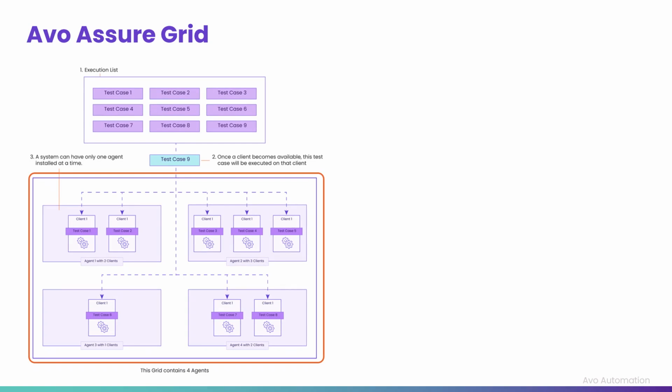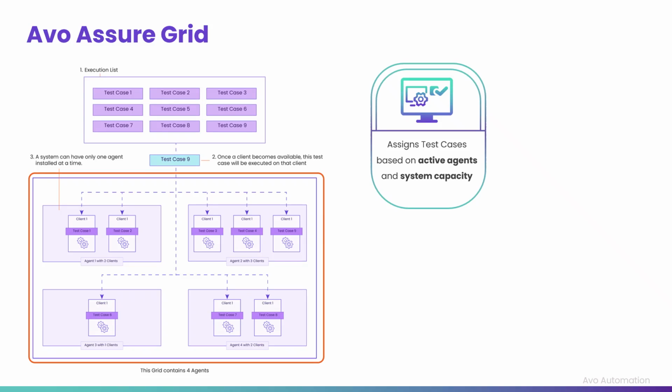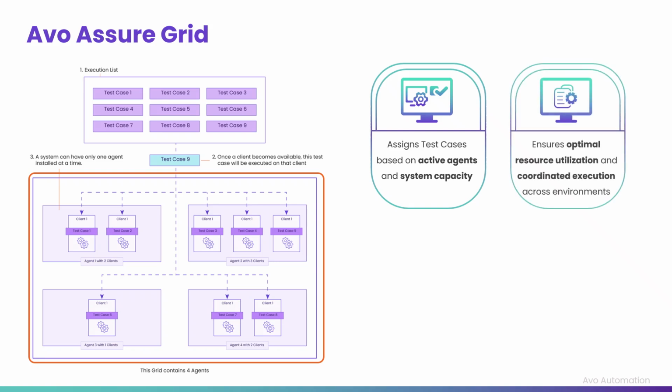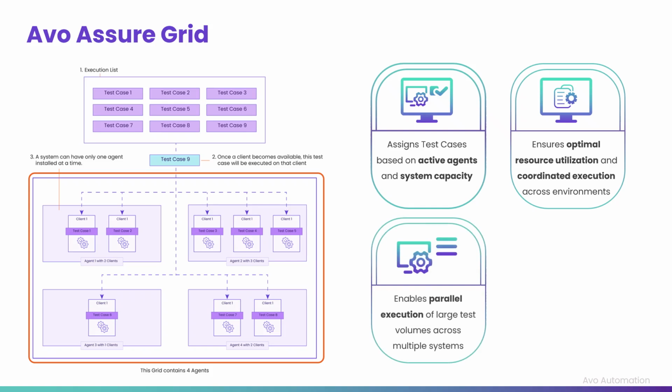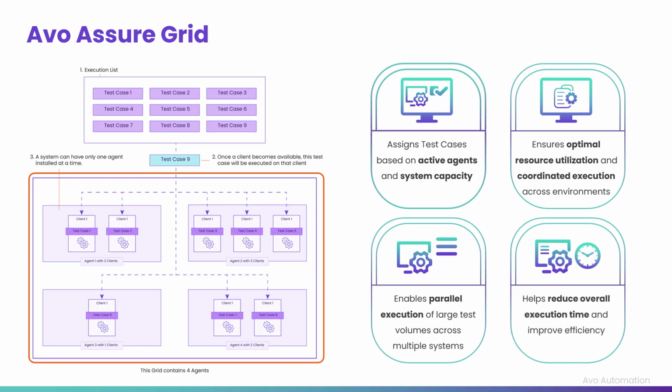Now let us explore what a grid is in Avo Assure and how it works. An Avo grid is a collection of Avo agents that works as a central system to smartly assign test cases to available machines. This distribution is done based on which agents are active and how much capacity each system has. It ensures optimal resource utilization and seamless coordination of test execution across environments. It provides the flexibility to execute large number of test cases across multiple systems. This distributed approach helps optimize execution time by parallelizing workloads and reducing the time required for test completion.